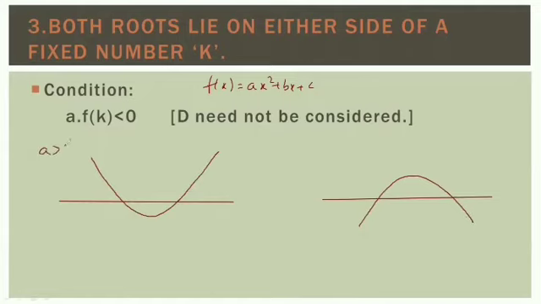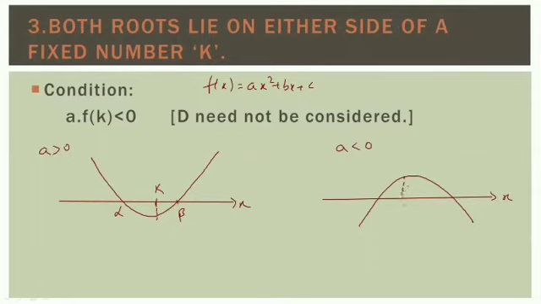This is the first case when a is greater than 0. This is the second case when a is less than 0. So when we draw the graph of f(x) on the x-axis, we have to find the condition such that both the roots lie on either side of a fixed number. That means the number must lie in between the roots, so that one root is on the left side and the other is on the right side. It can lie anywhere in between the roots.